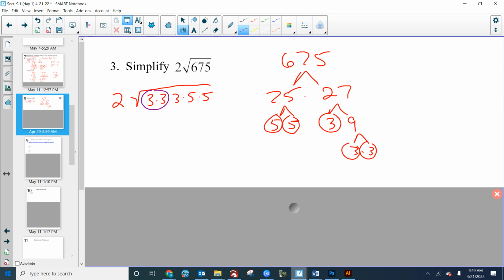So 1 comes out. So I have a 2 that was already out there. So 3 times 3, that's gone. What stays? The 3 stays. Do I have a pair of 5s? Yeah. So 5 squared. What's the square root of 5 squared? 5. Nothing stays. So what's 2 times 3? 6. Times 5. 30.